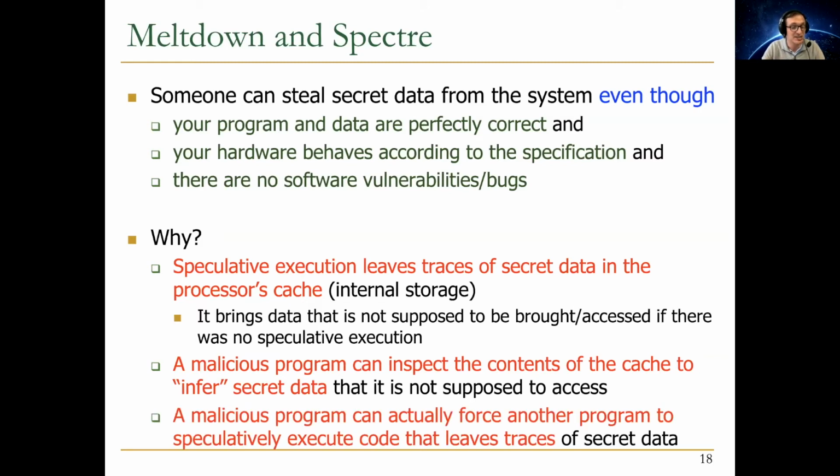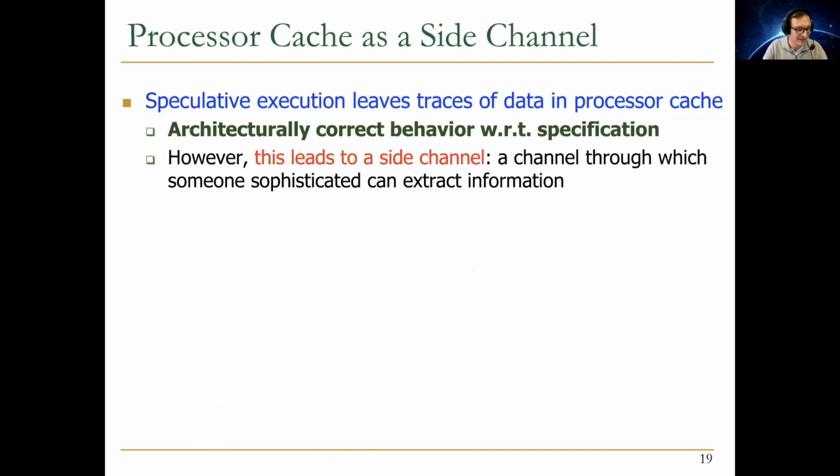And a more intelligent malicious program can actually force another program to speculatively execute code that leaves traces of secret data in the cache. So this is even more advanced. And you need to really know how the microarchitecture operates to enable these attacks. So essentially, what Meltdown and Spectre do is use the processor cache as a side channel. Side channel is essentially a channel through which someone sophisticated can extract information. It's not a direct channel. Direct channel means you expose this information to someone knowingly. Side channels, you expose this information to someone unknowingly. And someone can actually take advantage of this information for their benefit, even though the information was exposed unknowingly.